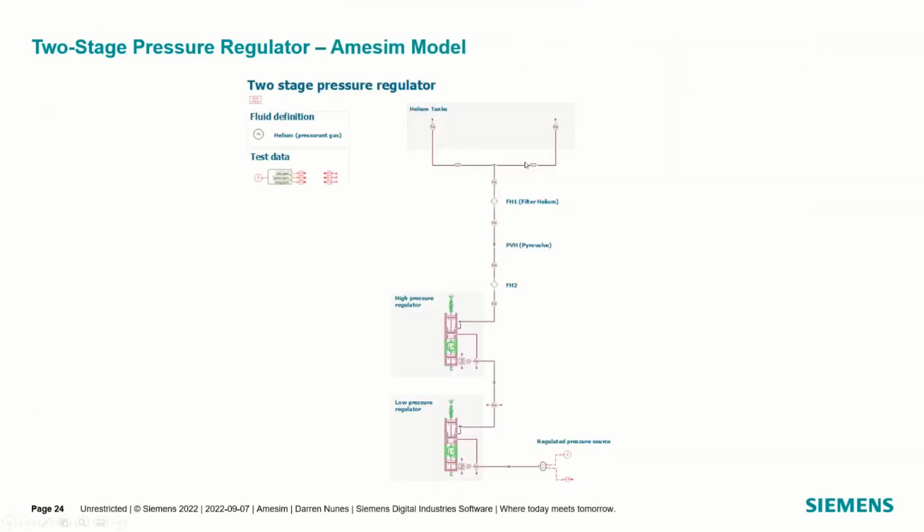This is what the model, or AIMSIM development, would be, right? On the top part, you have our two tanks that we talked about. We have a filter, different valves, and then our high pressure regulator and our low pressure regulator. And this is the regulated pressure that we need downstream, right? The volume has a total mass of 34 kilograms of helium, and we have the initial pressure of the tanks at 400 bar A.